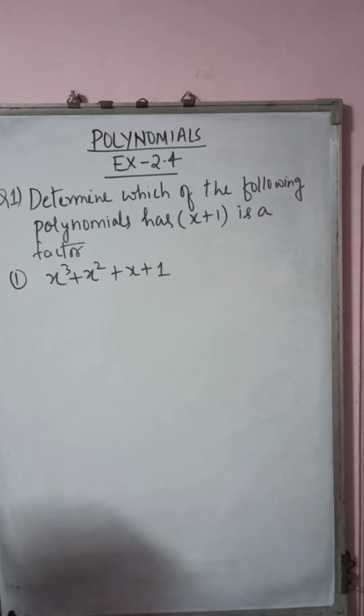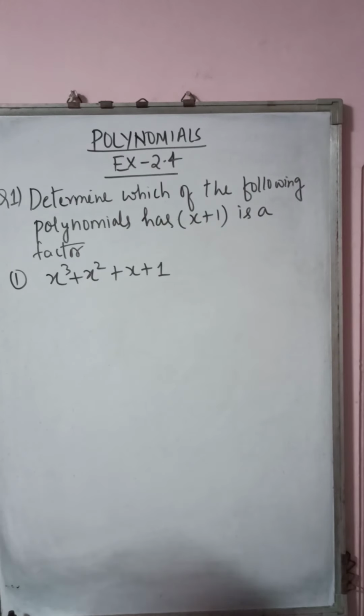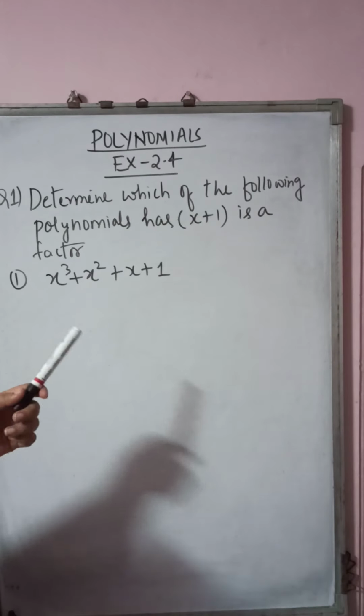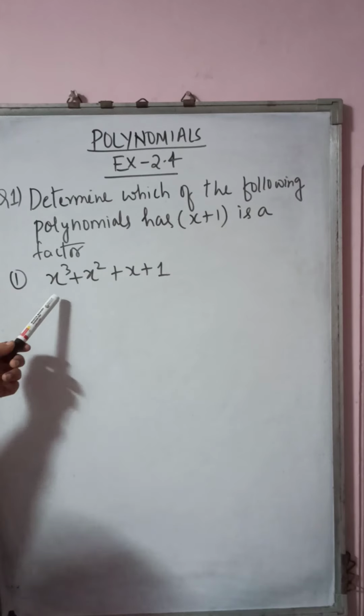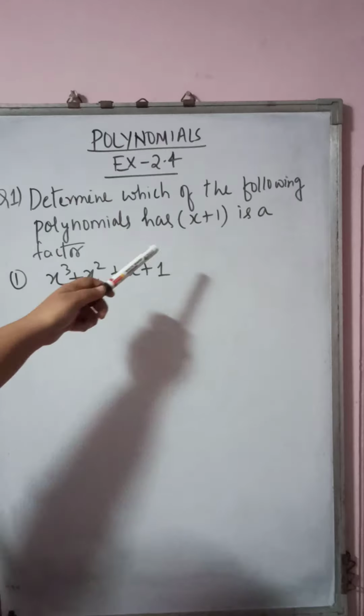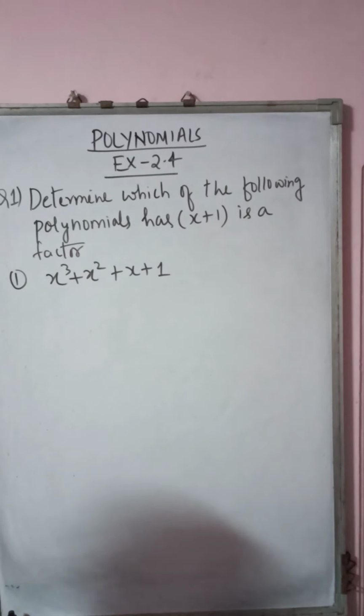Today we are going to do exercise 2.4, polynomials chapter. Question number 1. The question is, determine which of the following polynomials has x plus 1 as a factor. Okay, so this is the given polynomial and we have to find whether x plus 1 is a factor of this polynomial. So to find whether x plus 1 is a factor, what do you have to do?